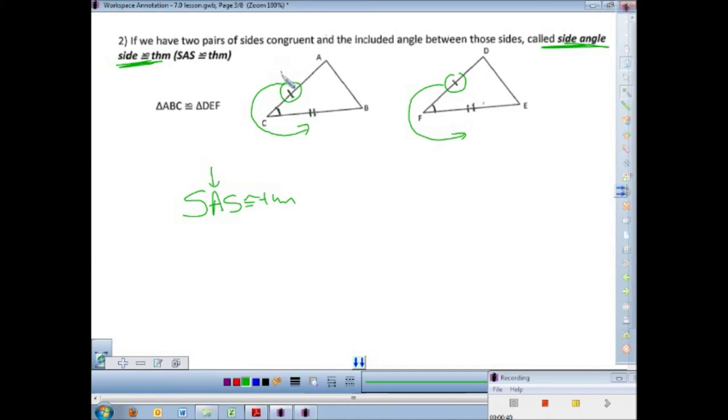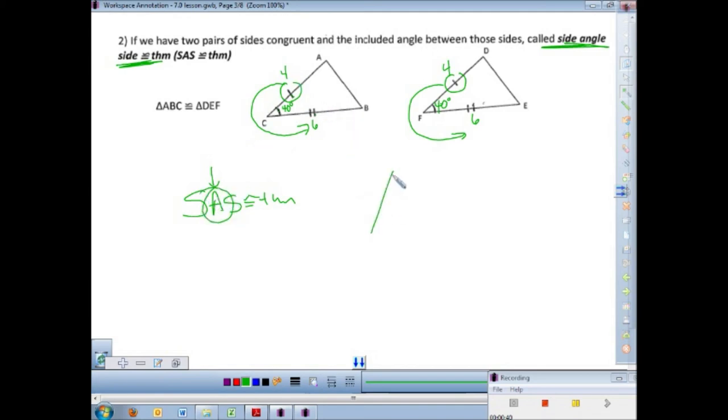So like if this was 4 inches, and this was, let's say, 40 degrees, and this was 6 inches, then this would be 4 inches due to the tick marks, this would be 40 degrees, and this would be 6 inches. That's enough information right there to prove that those triangles would have to be congruent because of what's called side-angle-side. That angle is between the 2 sides.